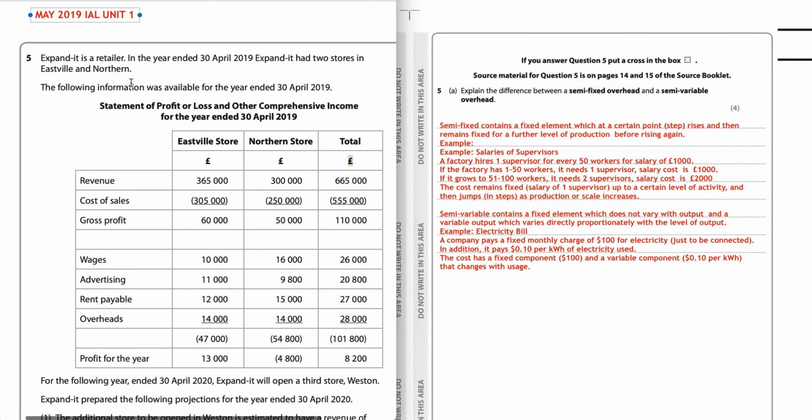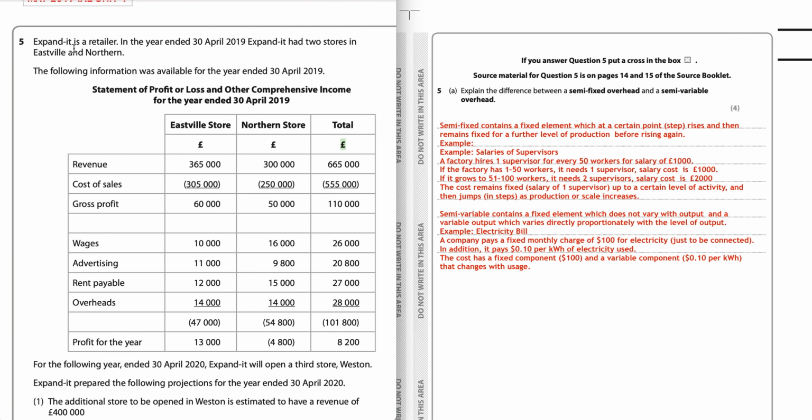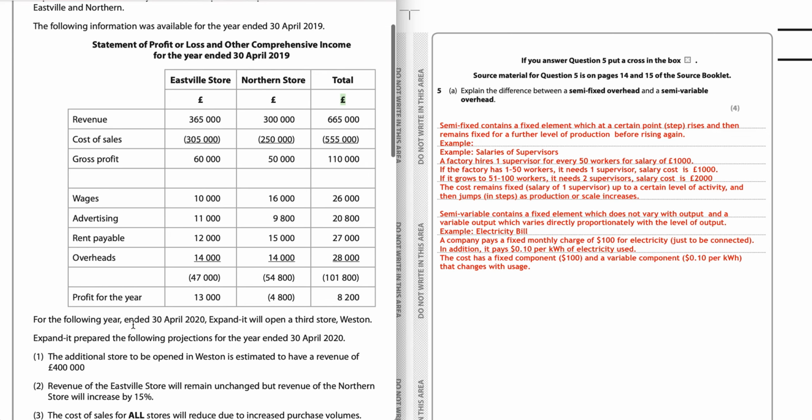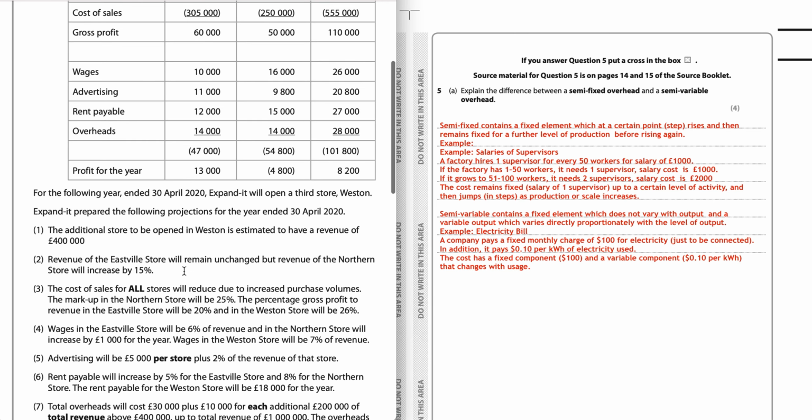Question number 5. Expandit is a retailer. In the year ended 30th April 2019, Expandit had two stores in Eastville and Northern. The following information was available for the year ended 30th April 2019. The statement of profit and loss and other comprehensive income for the year ended 30th April 2019 is given below for Eastville and Northern. And for the following year ended 30th April 2020, Expandit will open a third store called Western. So this is the information they have given, and towards that they have given other information.